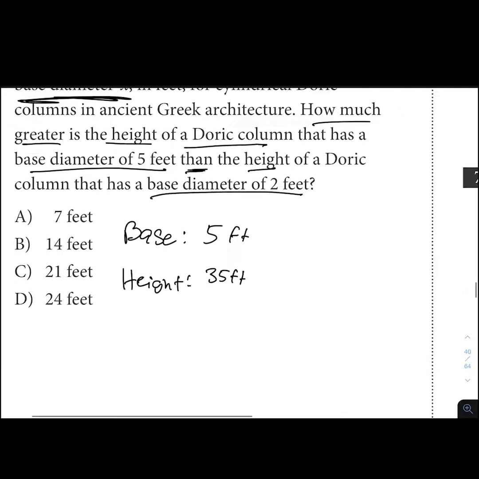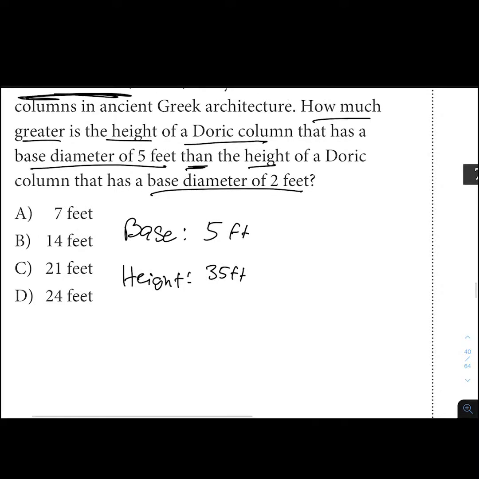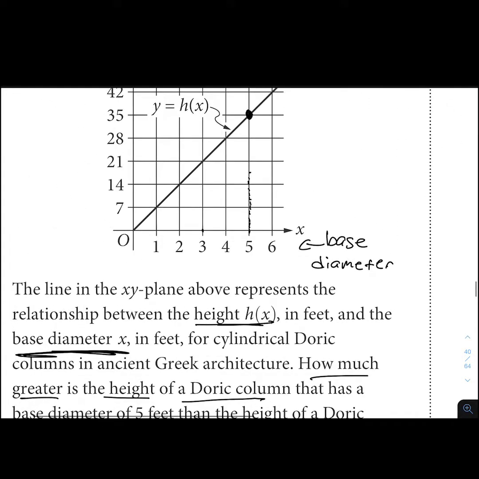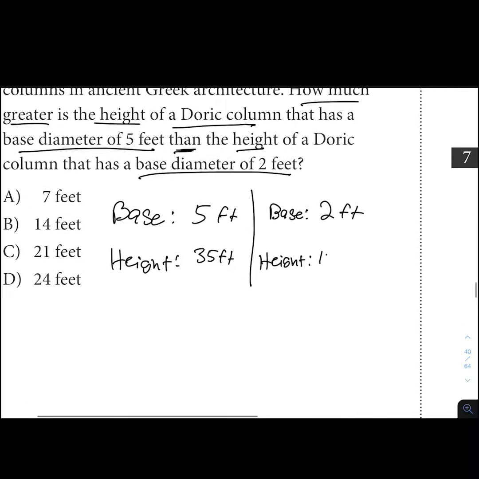I want to know how much greater is that height than the height of a column with the base diameter of 2 feet. So I'll do that. When my base is 2 feet, my height would be, well, let's look at our graph again. So when we have 2 feet for base, 14 for our height.